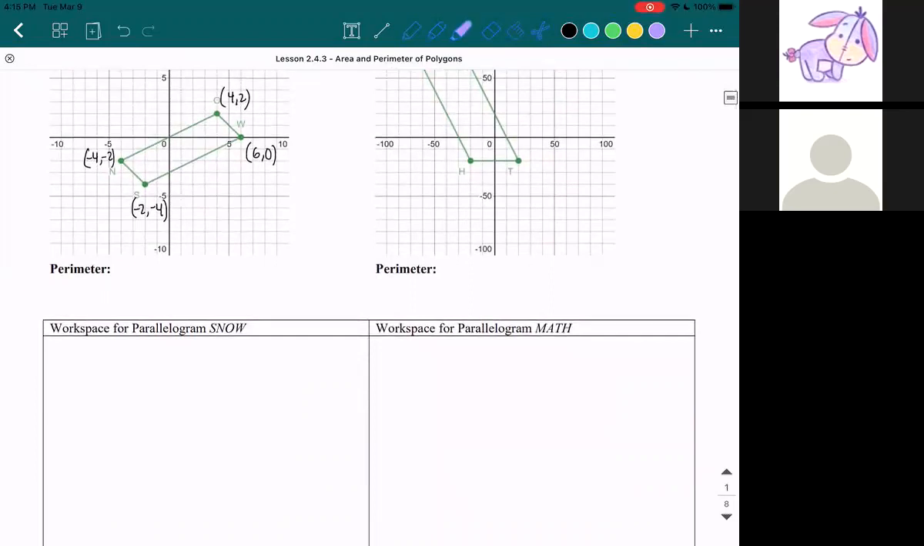So let's try doing this side first, NO. The distance from N to O is that highlighted purple section. And remember, we can use the distance formula, so D is equal to the square root of x2 minus x1 squared plus y2 minus y1 squared. And we're going to square root that.